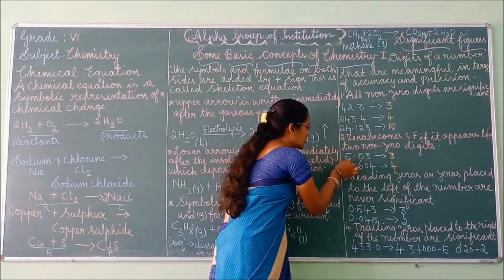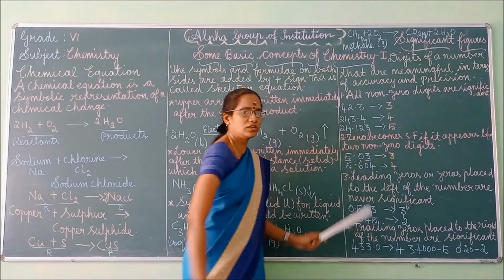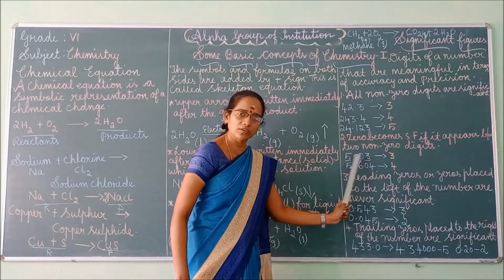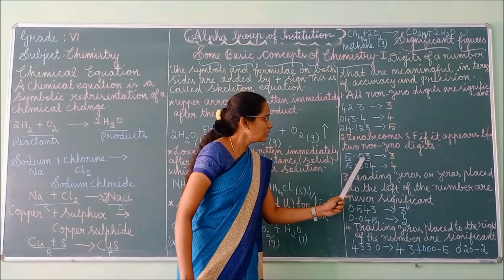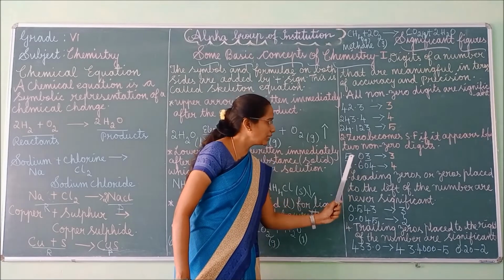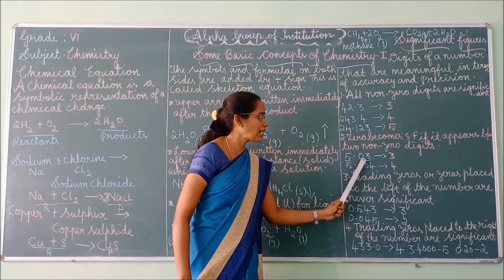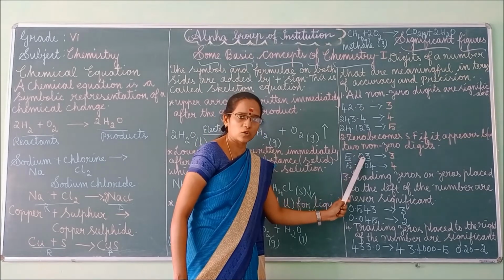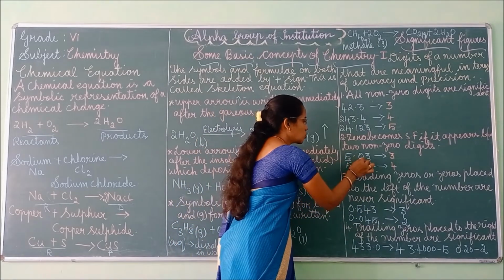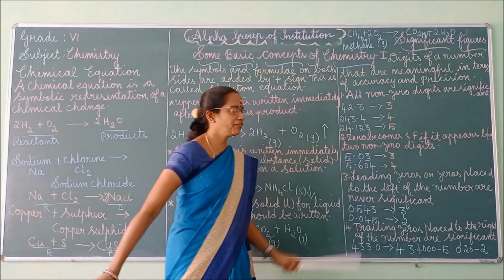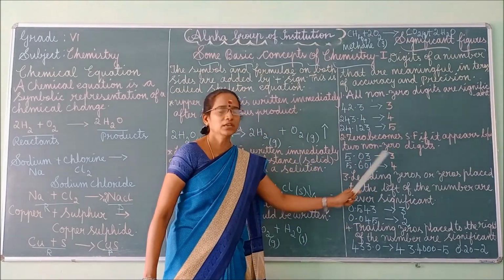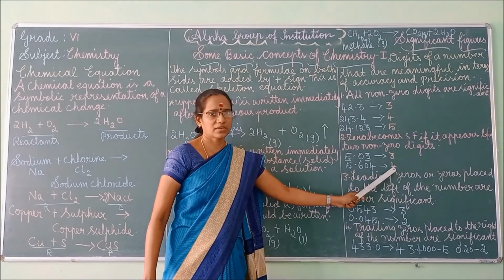This is a non-zero digit, and this is a non-zero digit. 5 and 3 are non-zero digits, isn't it? But this zero appears between these two non-zero digits. So as per the second rule, we have to count this zero also. So 1, 2, 3. How many significant figures are in 5.03? 3 significant figures. Right, children?